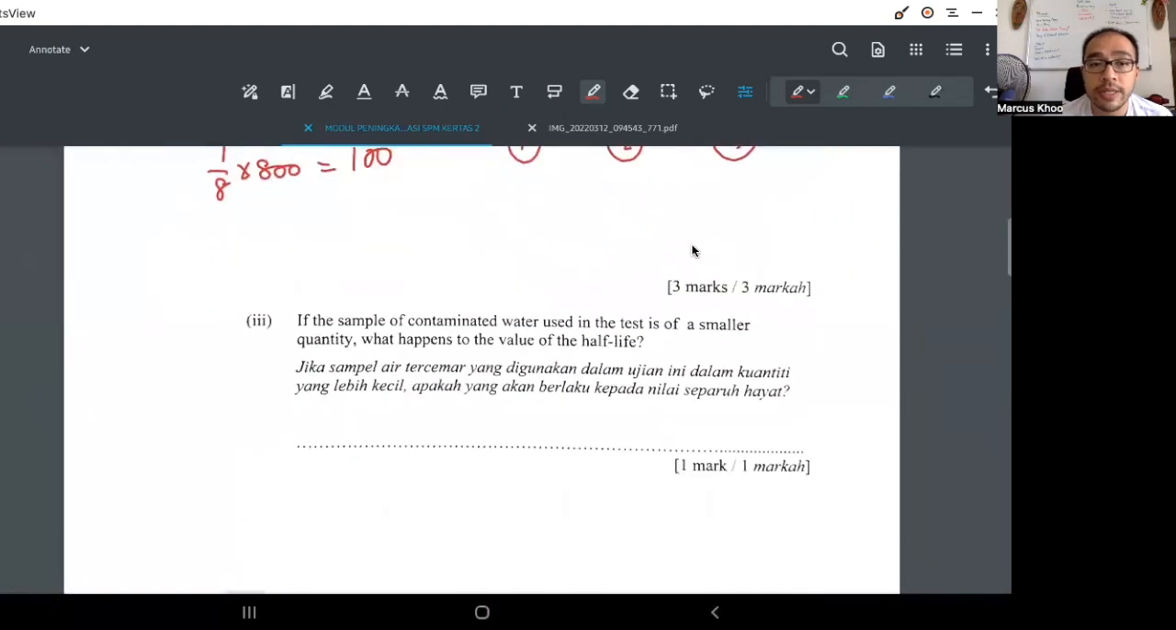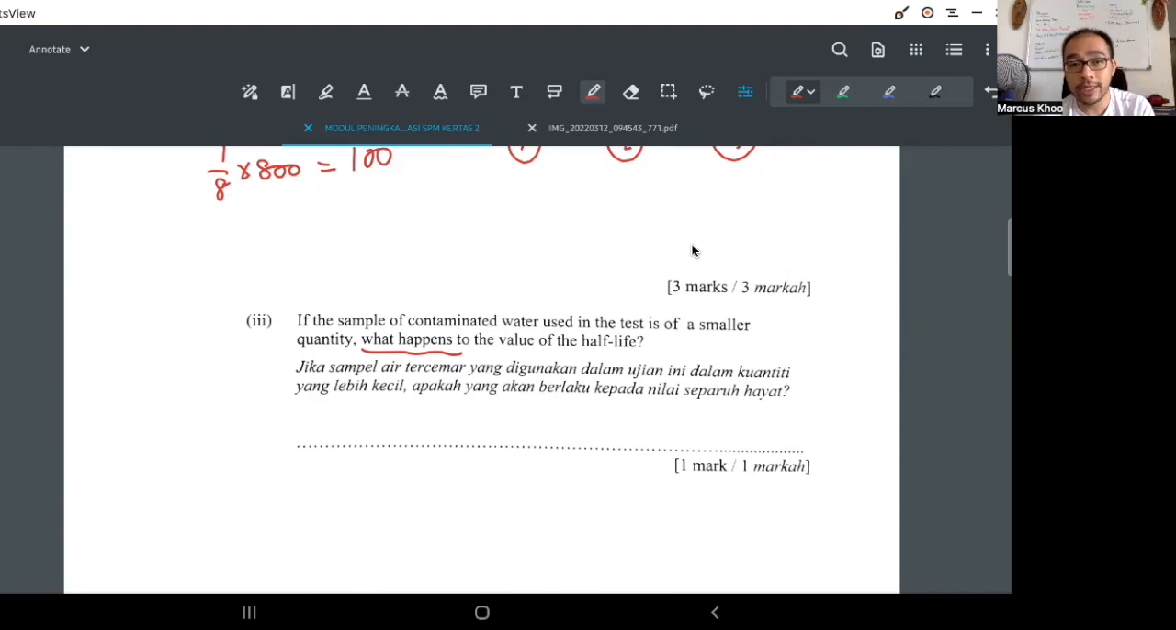Now, if the sample of the contaminated water used in the test is of a smaller quantity, what happens to the value of the half-life? So we have a "what happens" question. A "what happens" question always has 3 possible answers: either the half-life will increase, or the half-life will decrease, or the half-life will remain unchanged. Always these 3. So watch out for this kind of question. Generally, a "what happens" question will have one of these 3 answers. So even if you don't know, just guess. Don't leave the answer blank.